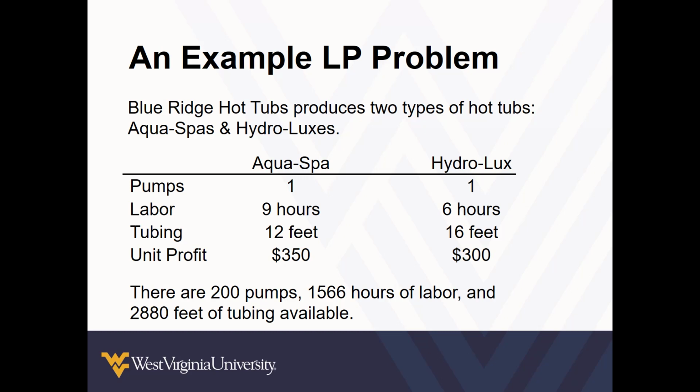So the aquaspa requires 9 hours of labor, while the hydrolux requires 6 hours of labor. The aquaspa has a unit profit of $350 per unit, while the hydrolux has a profit of $300 per unit. We have 200 pumps, 1,566 hours of labor, and 2,880 feet of tubing available. So these are our constraints. So our table lists out our decision variables, and then beneath that are the constraints that we have.